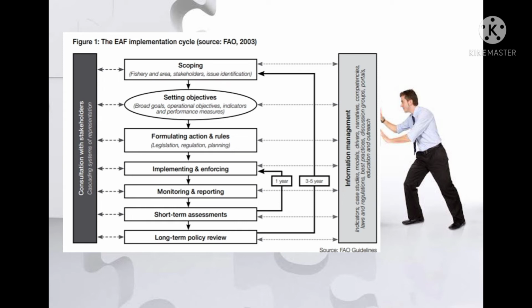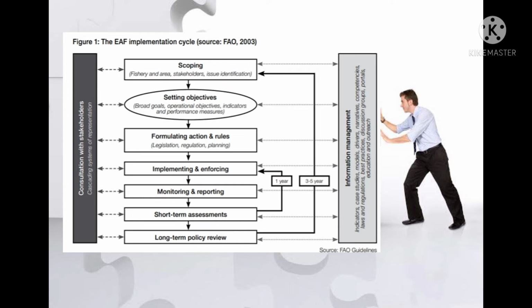Figure 1 shows the EAF implementation cycle, source FAO 2003. First element is scoping. It has fishery and area, stakeholders, issue identification. Next is setting objectives: broad goals, operational objectives, indicators, and performance measures. Formulating actions and rules comes under legislation, regulation, and planning, down to implementing and enforcing, monitoring and reporting, short-term assessments, and last is long-term policy.